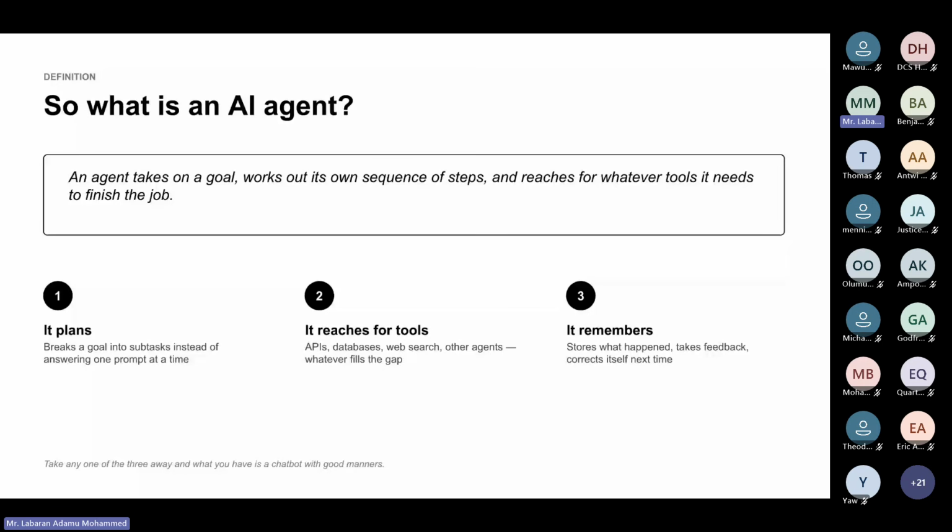So in this case, we can see an agent takes on a goal, works out its sequence of steps, and reaches for whatever tools it needs to finish the job. That's what I'll call an AI agent.